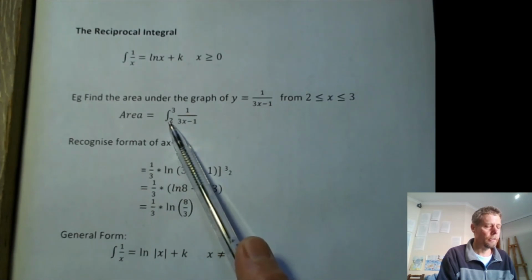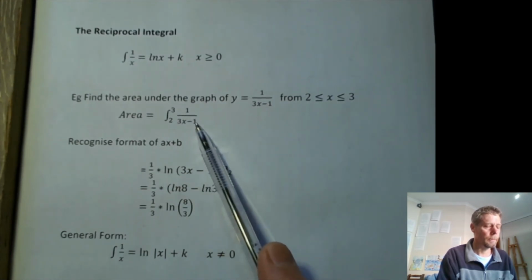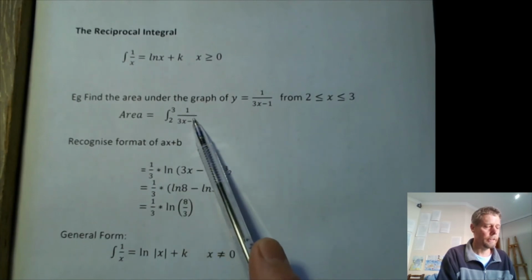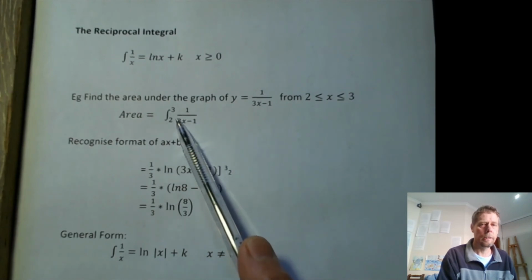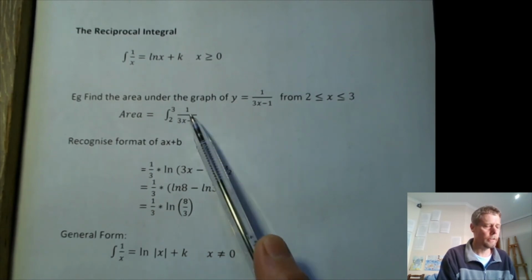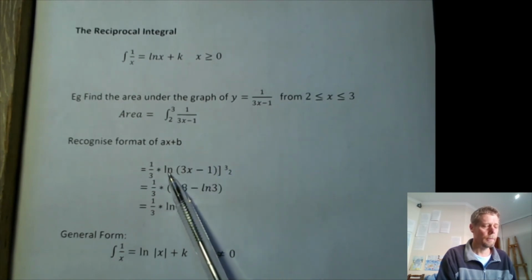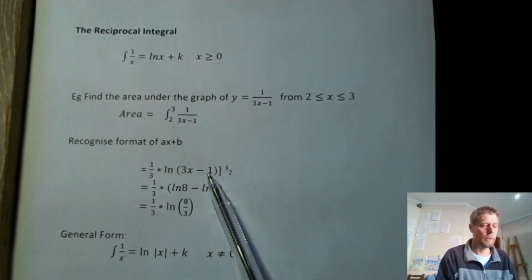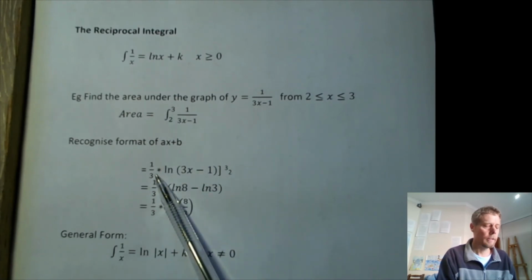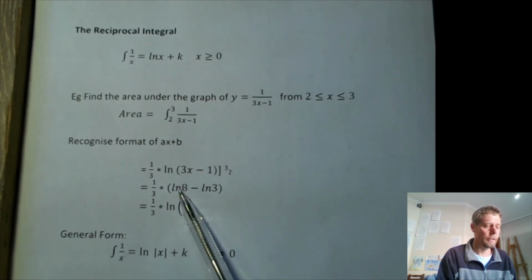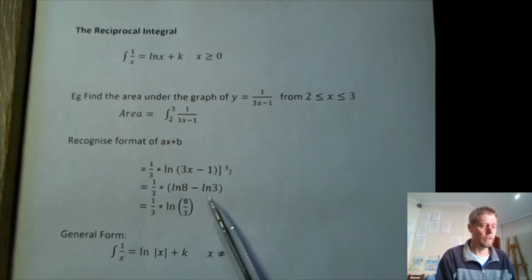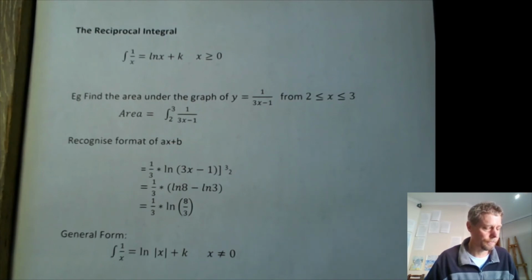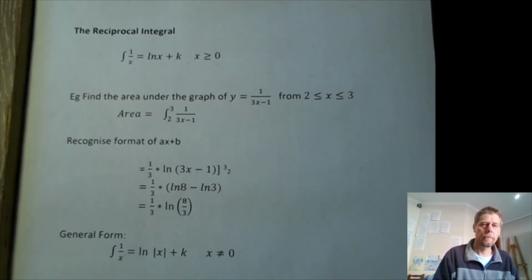So the area is the integral from 2 to 3 of 1 over 3x minus 1, which becomes, okay, do you see the ax plus b, a being 3 and b being minus 1? So you keep him intact just as he is. You integrate 1 over big X. So it becomes ln of 3x minus 1, and you put 1 over a in front. Okay, and the integral from 2 to 3. So that reduces now to 1/3 times ln of 8 minus ln of 3, which is simply ln of 8 over 3, using our division property of logs.